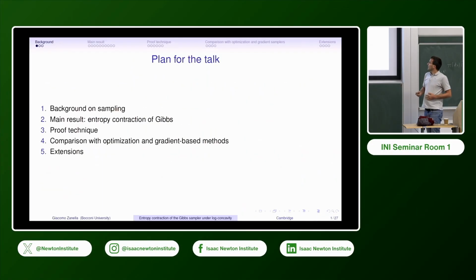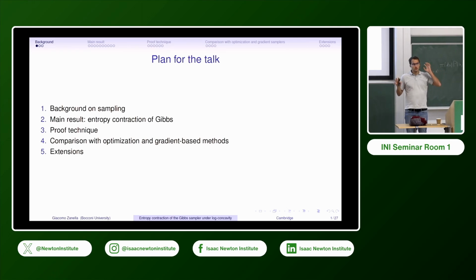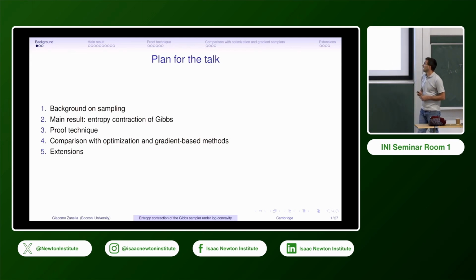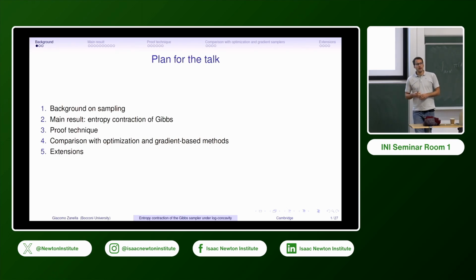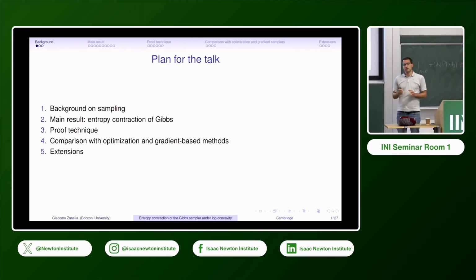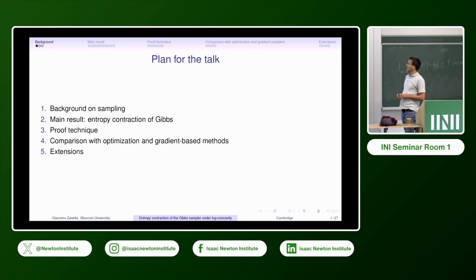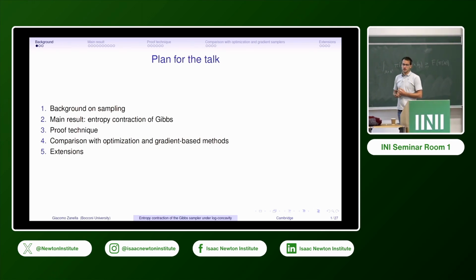So this is the plan of the talk, and please feel free to interrupt at any time with questions. There should be enough time. I'll just set up the setting for sampling, and then I will go straight into the main result, which is an entropy contraction result for the Gibbs sampler. After discussing the main implications, I will go a bit into the main ideas of the proof techniques, and then I will discuss a bit of comparison with optimization and gradient-based methods at a high level, and then finish with some extensions.